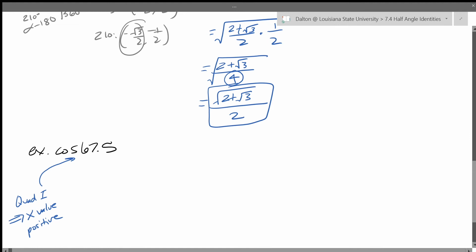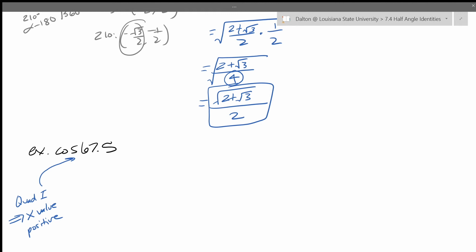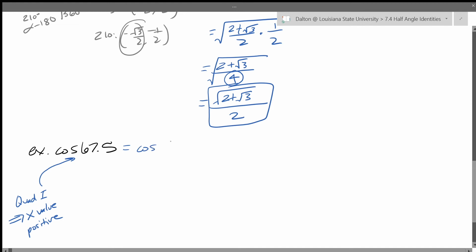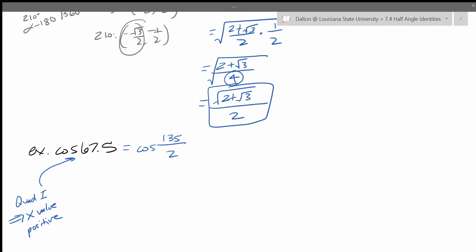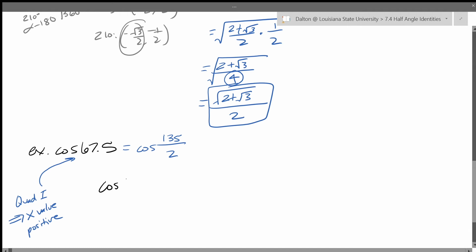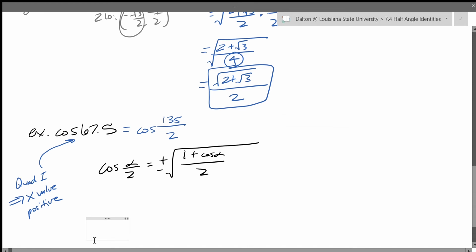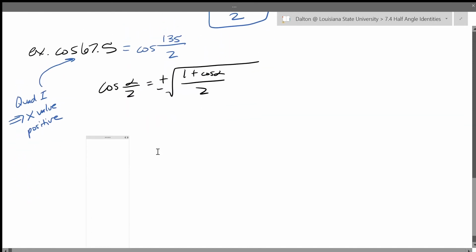So when I do the plus or minus, I know I'm dealing with a positive. Now, how can I represent 67.5 as a half angle? Well, I double it. So if I double it, I can rewrite cosine of 67.5 as the cosine of 135 divided by 2, because 135 divided by 2 is 67.5. Let's recall the cosine of alpha over 2, from your reference sheet, is plus or minus the square root of 1 plus cosine of alpha all over 2. So very similar to the half angle for sine, except 1 plus cosine alpha.